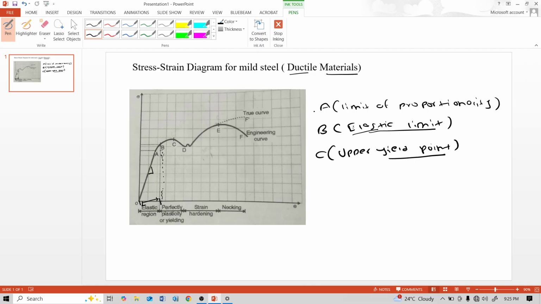At this stage, the yield strain is about 0.125 and the yield stress is about 250 Newton per mm square for mild steel Fe 250. At point C, the metal shows appreciable strain even without further increase in load. After point C to point D, there is no increase in stress but strain increases.